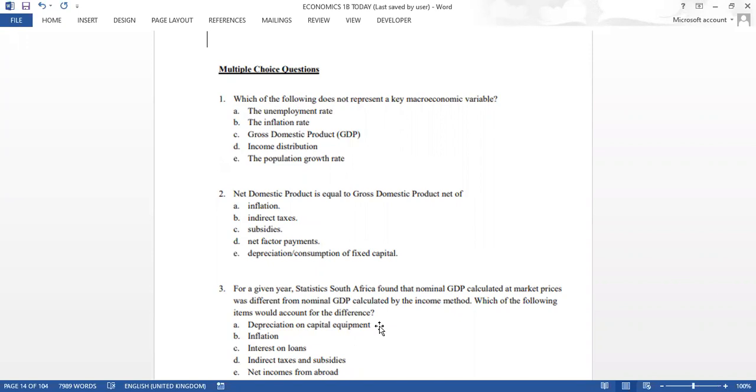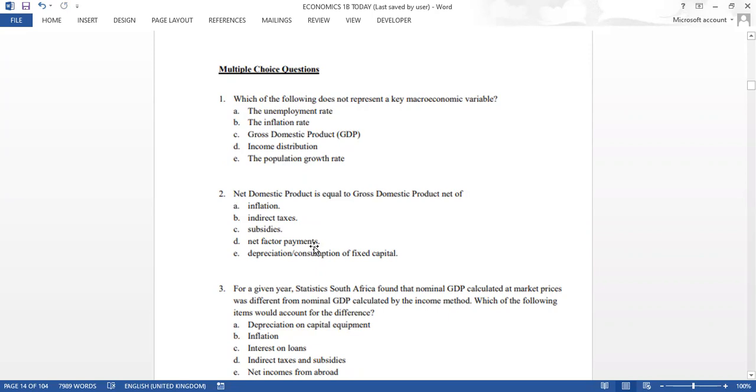So we've talked about the macroeconomic objectives. We talked about full employment, which includes unemployment rate. We talked about price stability, which encompasses the inflation rate. We talked about gross domestic product, which is encompassed within economic growth. We talked about equitable income distribution, which is within the income distribution, but we did not talk about population growth rate. So hence E is the answer that is required on number 1.